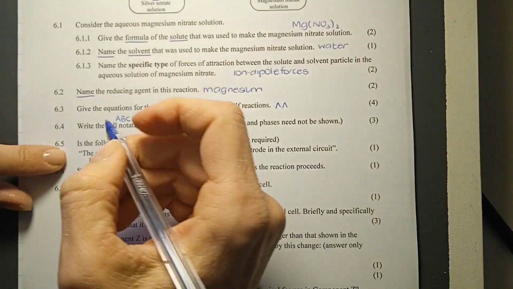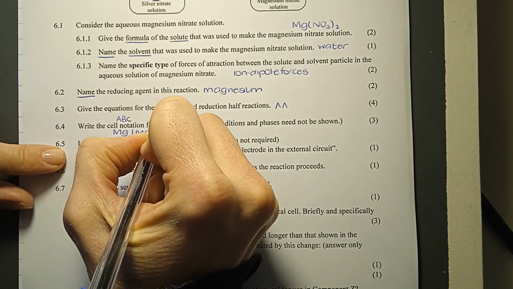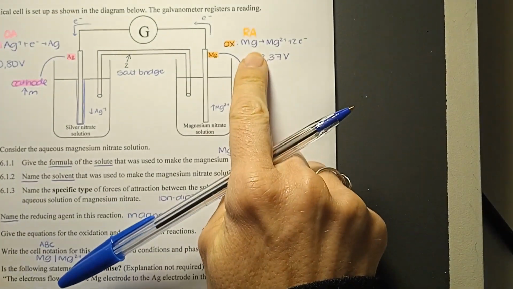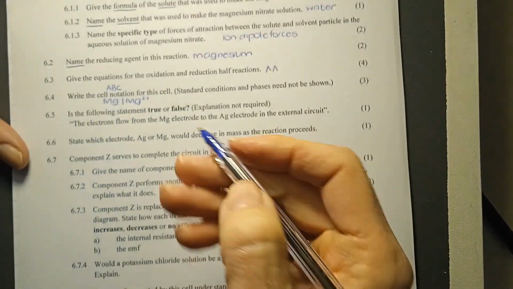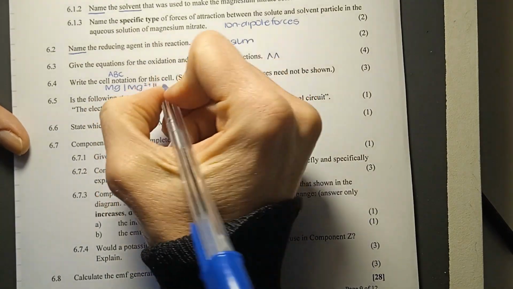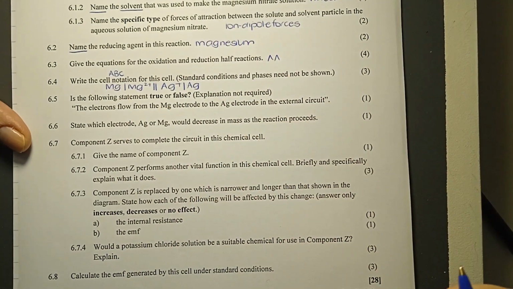So the anode is going to be the magnesium. And then a single line to go magnesium into solution. So there we go. Magnesium, magnesium 2+. And then we're going to go silver ions and silver solid. So double line for the bridge. Then we go silver ions and silver solid.